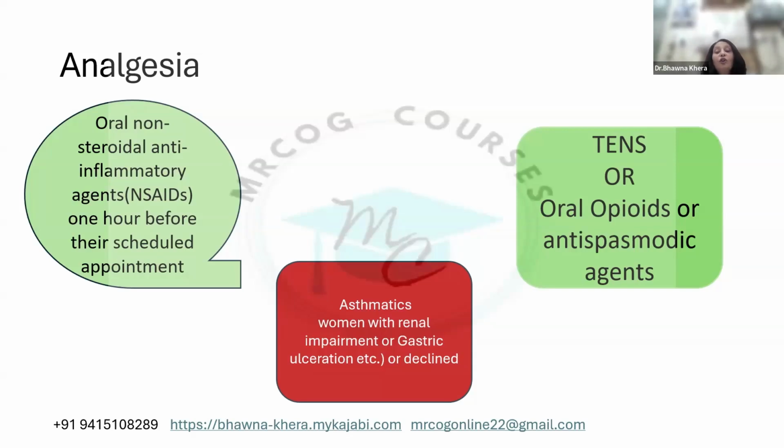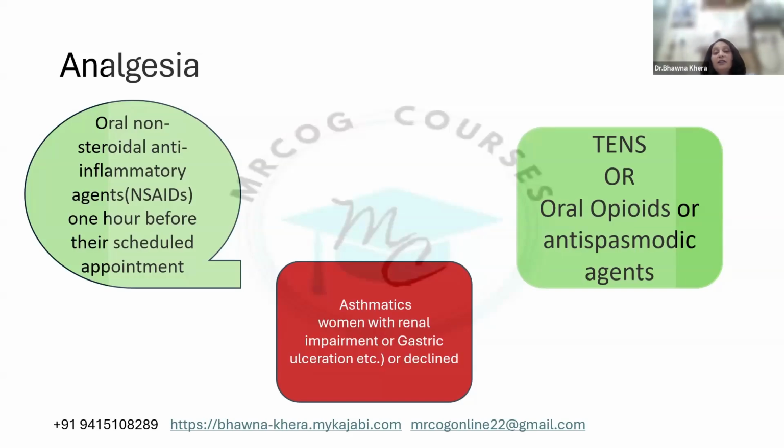So TENS, or oral opioids, or antispasmodic drugs. Antispasmodic drugs like hyoscine, that is Buscopan. So these types of drugs. Now TENS is safe. What is the problem with the oral opioids? Why are we not preferring them as a first line? Because of the problem of dizziness.